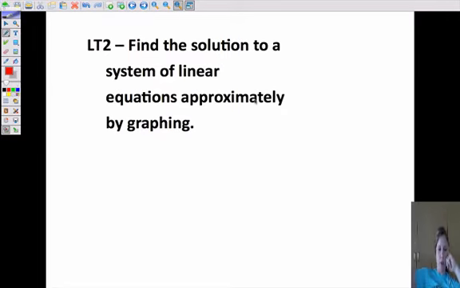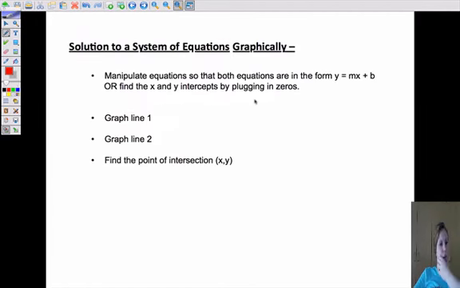All right, learning target 2 for systems is to find a solution to a system of linear equations by graphing. And this will be approximating, kind of like estimating, but not really. So let's take a look first at how to do this.